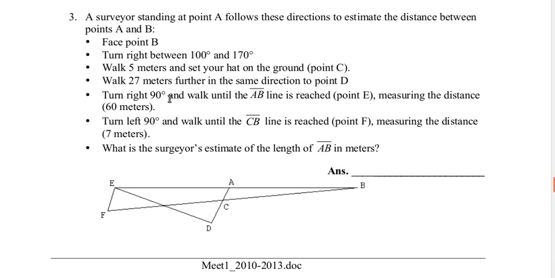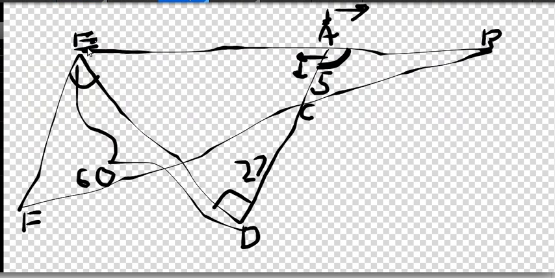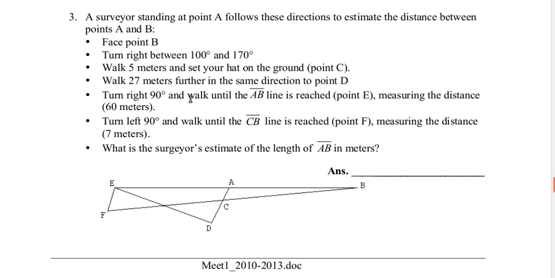And walk until the CB line is reached at point F, measuring the distance, 7 meters. So we go back here. This means that EF is 7 meters. It also means that F, C, and B is one straight line. They're all collinear. Okay, so this is our diagram. This is what we have to work with. Now, the question. What is the surveyor's estimate of the length AB?